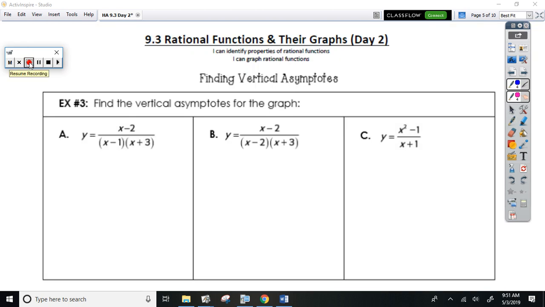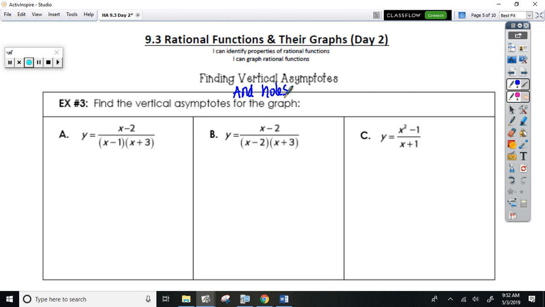All right, now example 3 asks us to identify the vertical asymptotes, but I'm actually going to also add in, also find the holes, just so you can practice. So find the vertical asymptotes and holes of the graph. Okay. Just like the bell ringer.